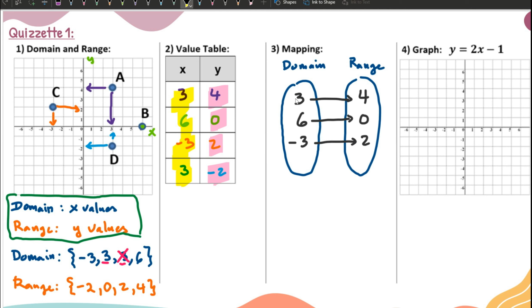Now remember that earlier we already have 3, so we don't write it again. From that 3, you're going to point it down to another value on the range, which is negative 2, like this. Okay, that's it.